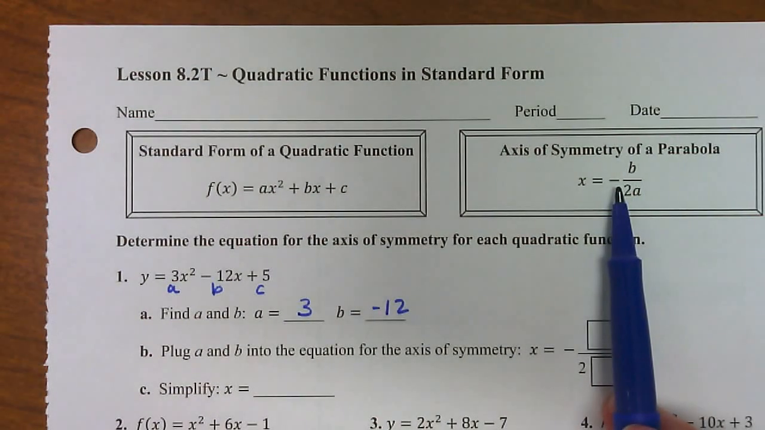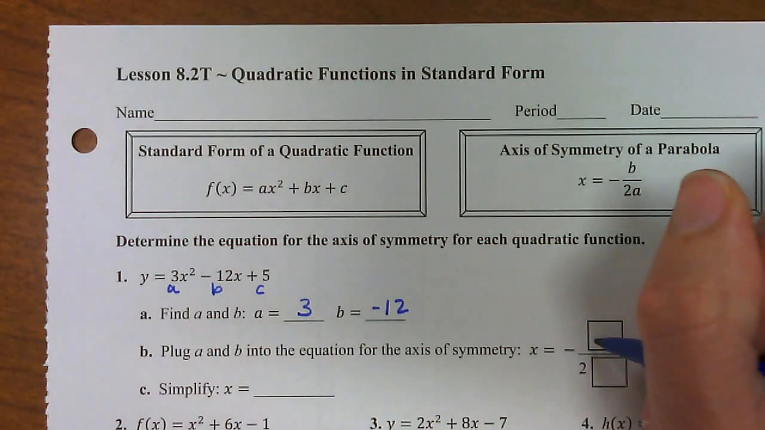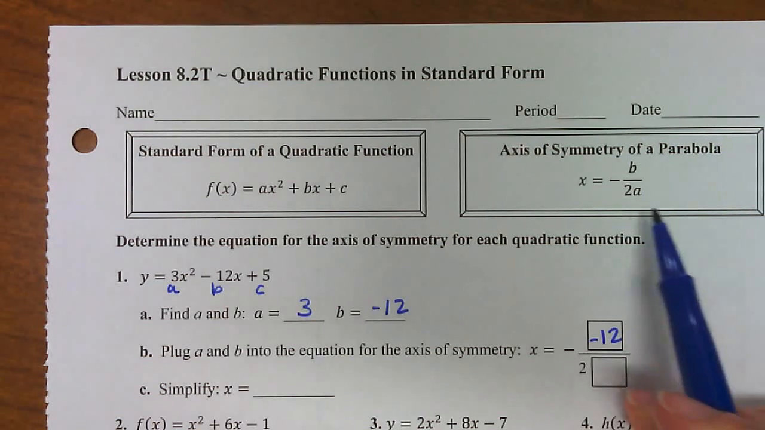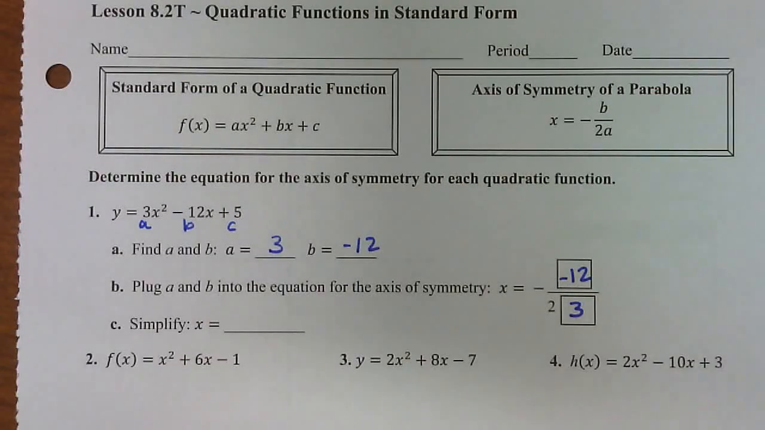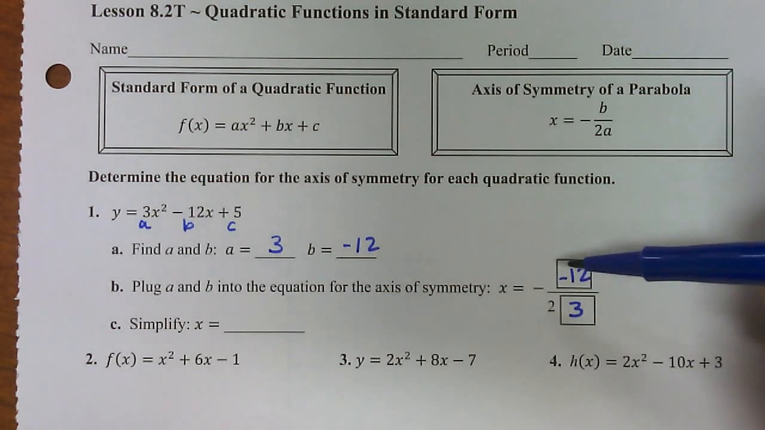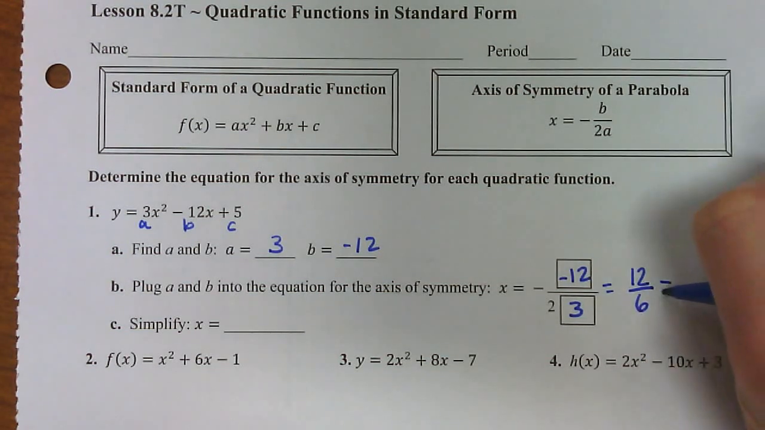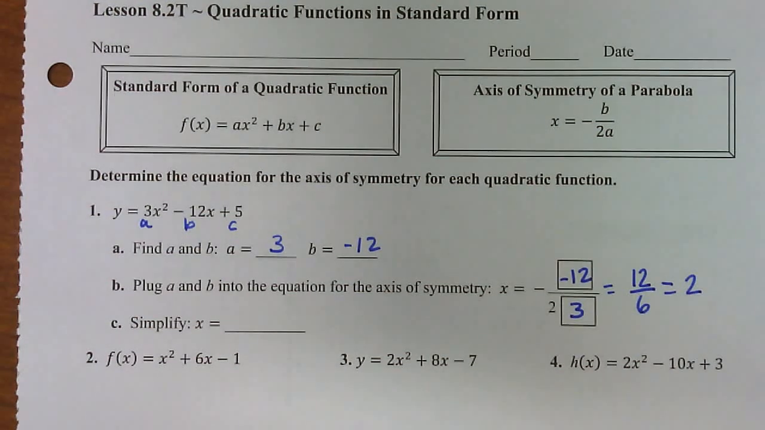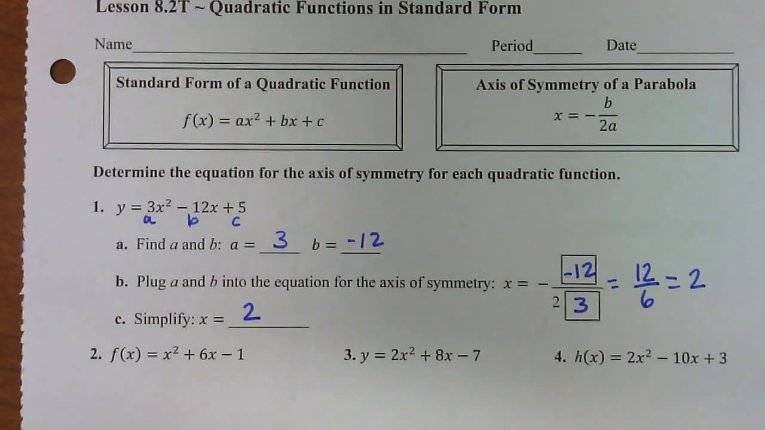So notice that the equation has a negative sign out in front, and then the b value goes in the top, so negative 12, and then 2 times a, so 2 times 3. If I have negative, negative, that's going to cancel each other out and become positive 12, and then the bottom would be 6, and then I just divide. 12 divided by 6 is 2. So my axis of symmetry is 2.